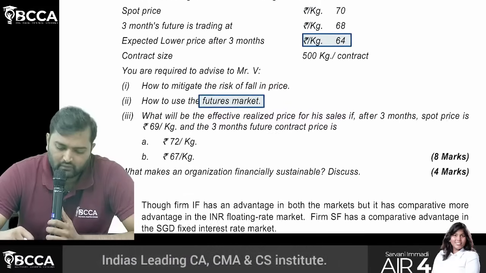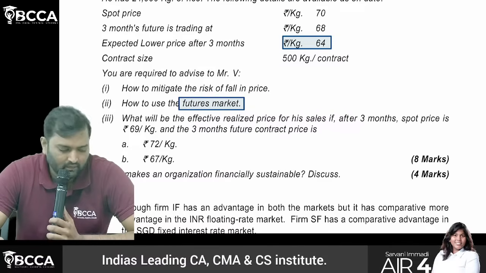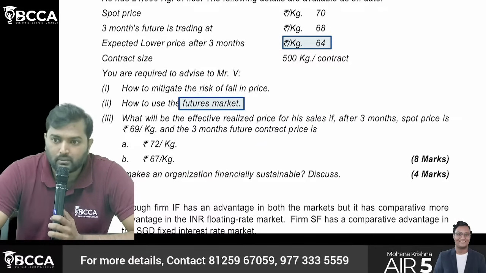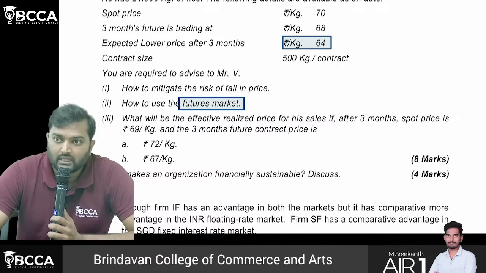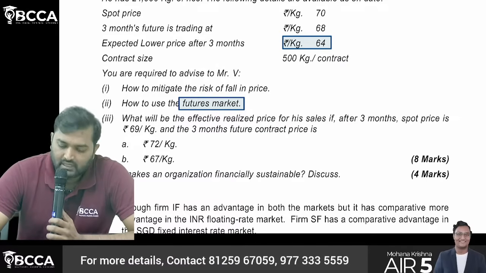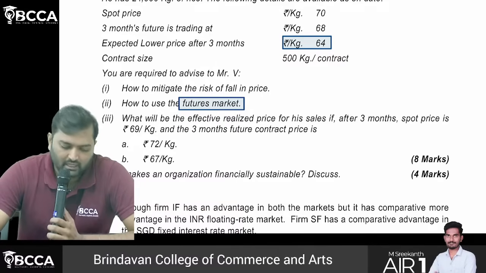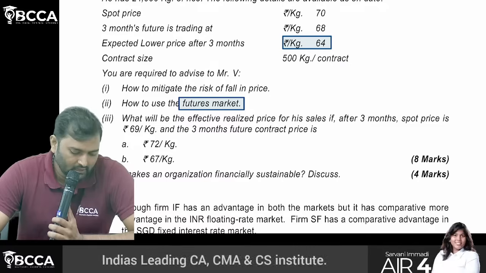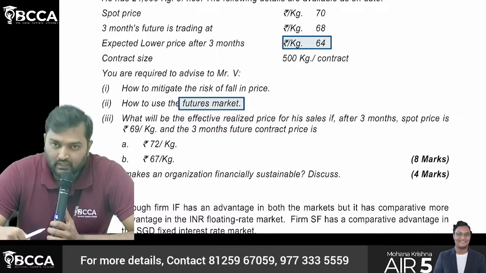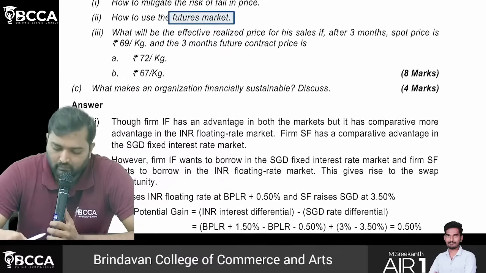Two scenarios are given. What will be the effective realized price for his sale if after 3 months the spot price is 69 per kg? That means if we sell 1 kg of rice after 3 months, we are going to receive 69 per kg. And the 3 months future price has two scenarios. First scenario 72 per kg. Second scenario 67 per kg.